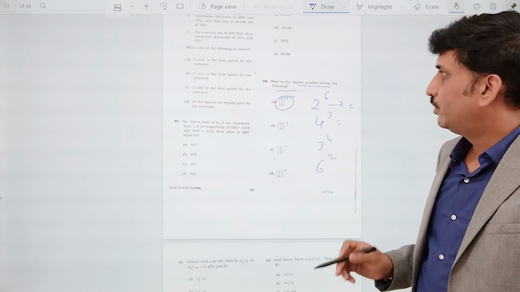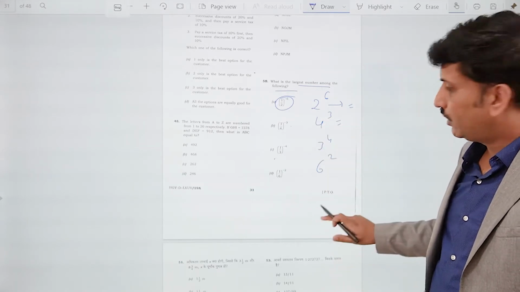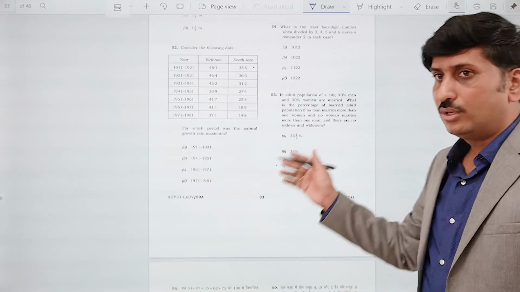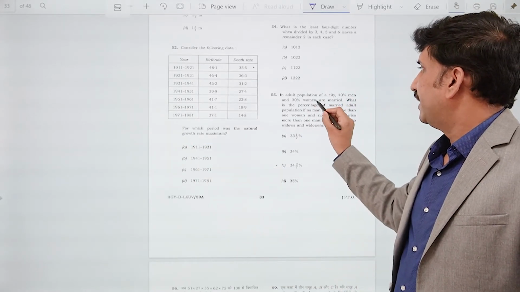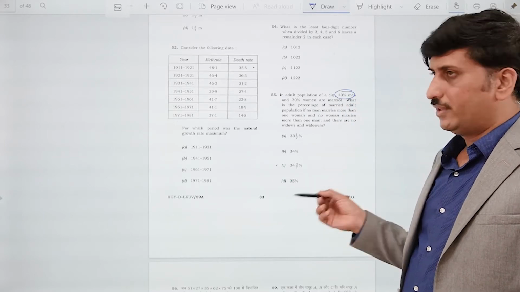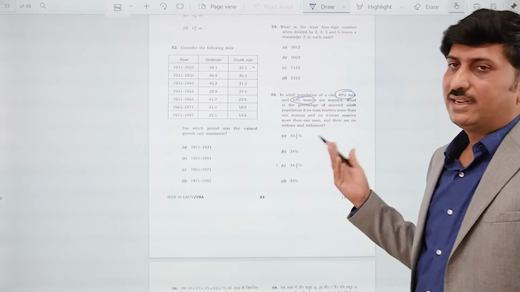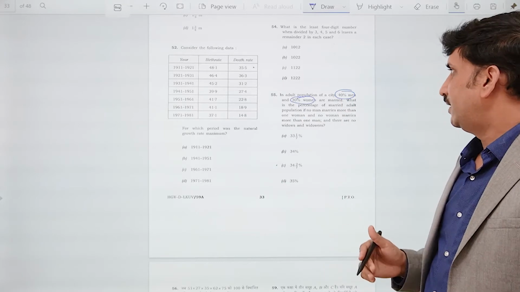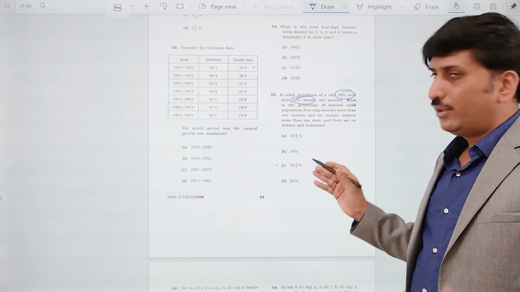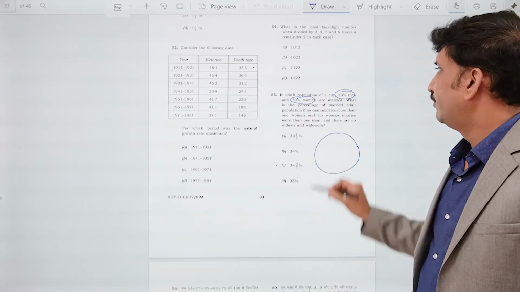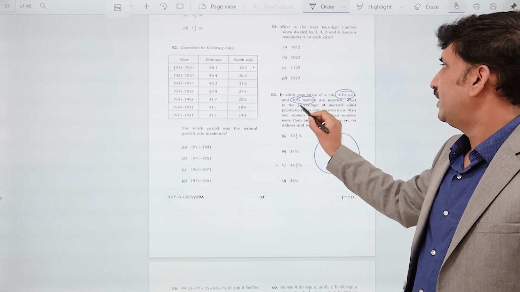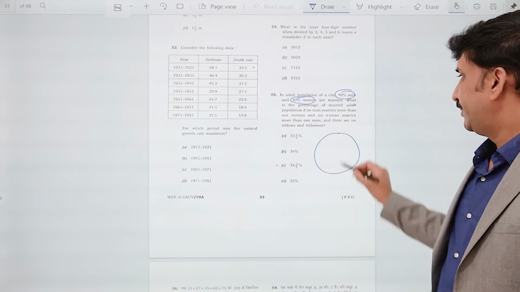So based upon numeracy, this is how they are asking the questions. In the mental ability section, you can see here they are comparing the adult population of a city, what percentage of men are there, what percentage of women are there. So now you are able to visualize. See, for example, this is the city. In this, 40% of men and 30% of women are married.